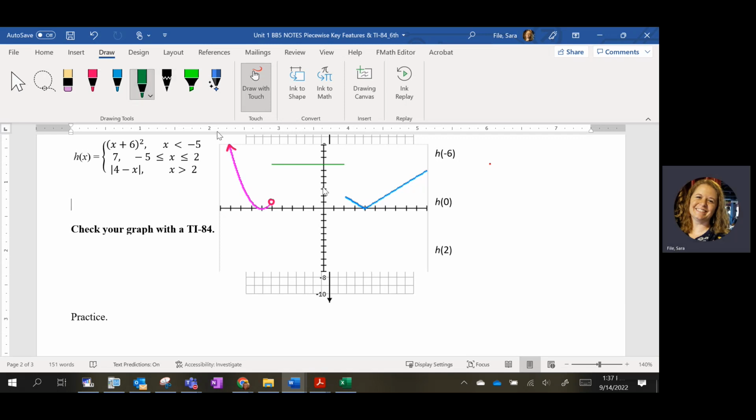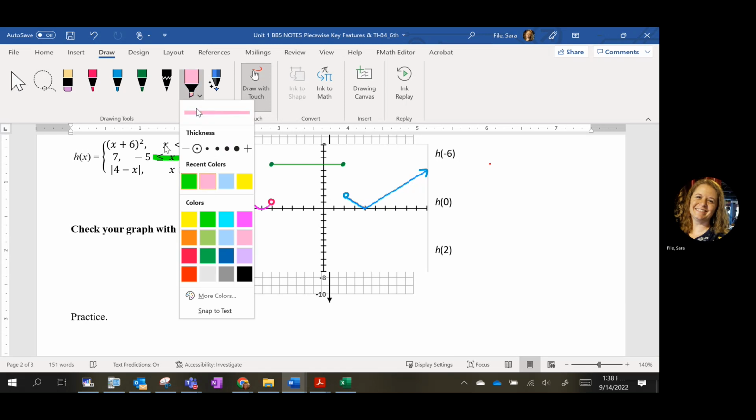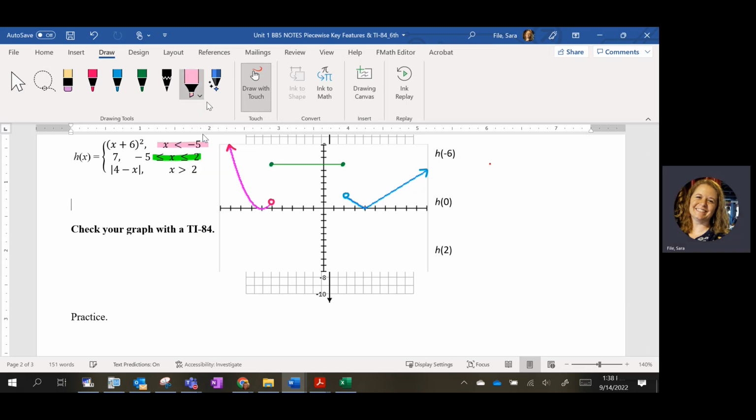What about on that green piece here? What should the endpoints be? Closed. Both of them are included. Both of them have an or equal. And what about on the blue absolute value piece? Open on this left end and then an arrow here. So that's what your graph should have looked like. Any questions about that? So that's the green piece, the pink piece, and the blue piece.